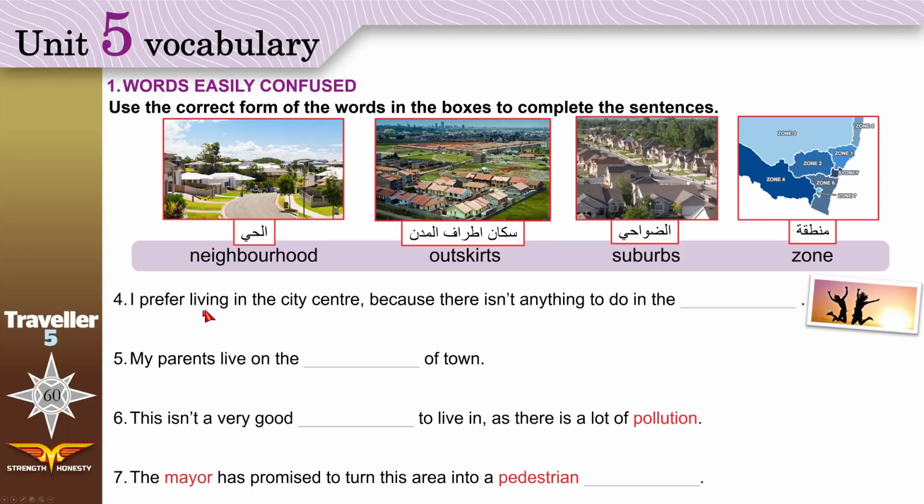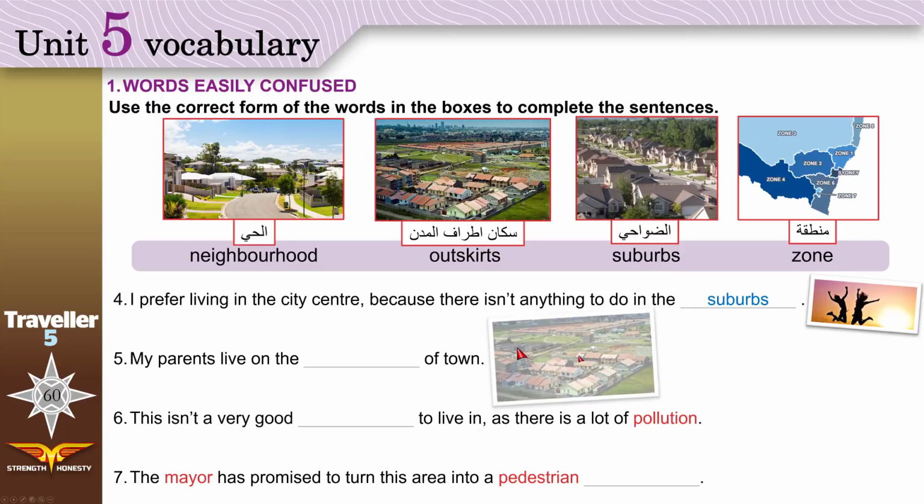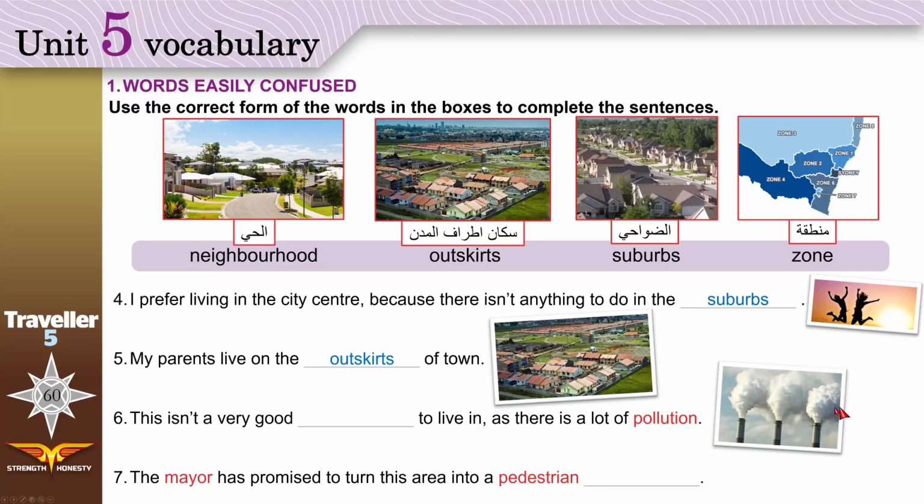I like living in the city center because there isn't anything to do in the blank. Do you think suburbs or outskirts? Well, again, outskirts are parts of the city. So if you live on the outskirts, you still live in the same city. But if you live in the suburbs, you're outside. So we write suburbs. My parents live on the outskirts of town. This isn't a very good blank to live in, as there is a lot of pollution. The air is not clean. The neighborhood is not nice to live in.